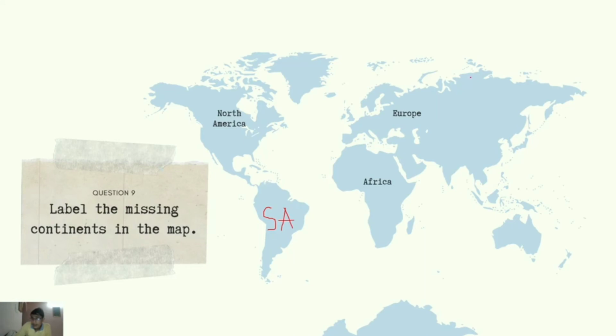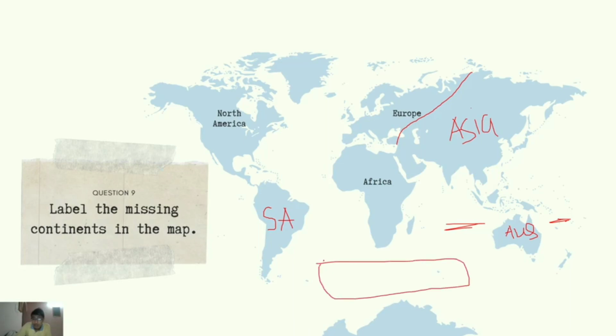And this part is the Asian continent. This is Asia. And Australia is very easy to recognize. This is the Australian continent, and it lies between the Indian Ocean and Pacific Ocean. And the continent which is right below the African continent and below the Southern Ocean is Antarctica. Let us find out whether we are correct or not.